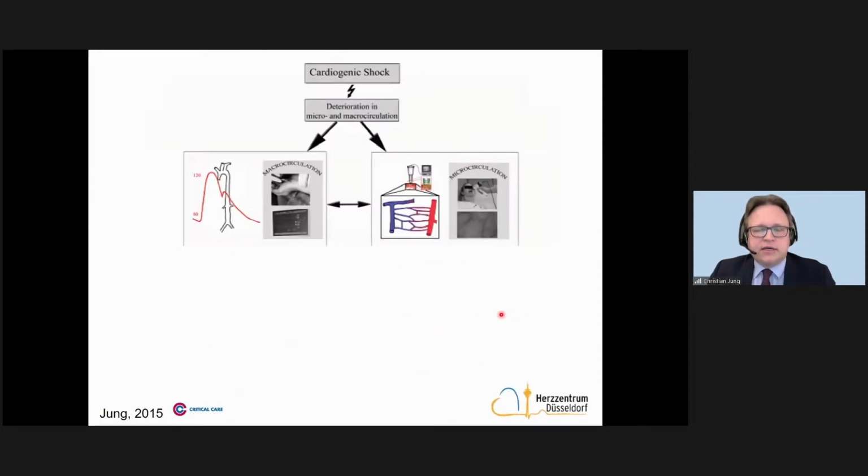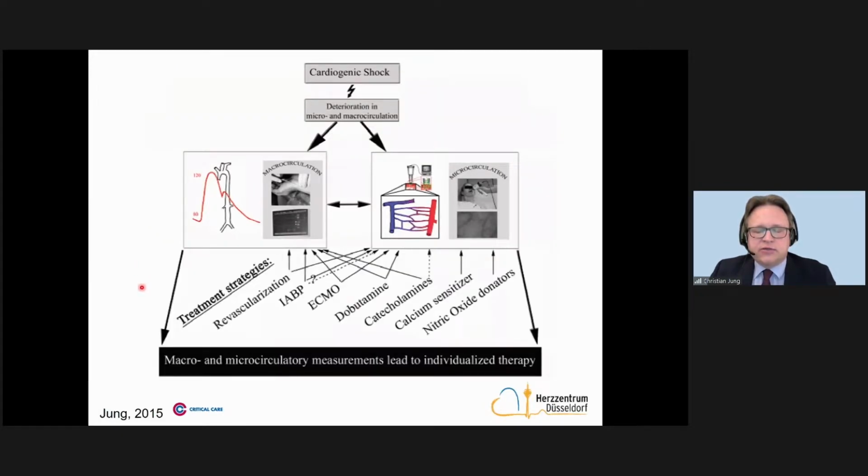So it is important to summarize, also with some other talks today, that in cardiogenic shock the micro and the macro circulation are impaired. And it is of crucial importance to assess how our treatment strategies affect not only the macro, but also the microcirculation.